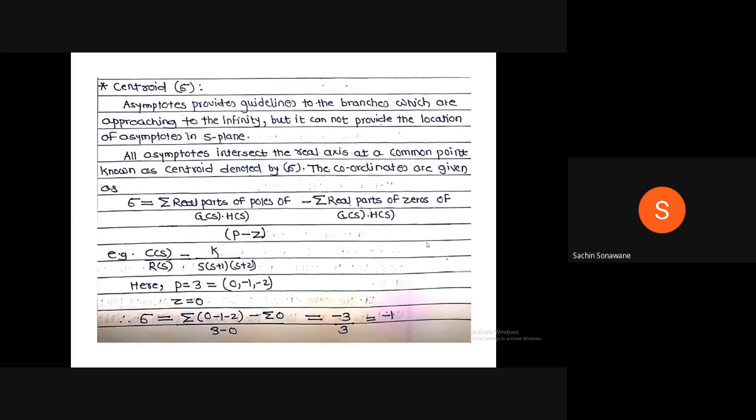For example, C(s) upon R(s) is equal to K divided by s into (s plus 1) into (s plus 2). Here p is equal to 3, that is 0, minus 1, minus 2. z is equal to 0. Therefore, sigma is equal to the summation of 0 minus 1 minus 2 minus the summation of 0, divided by 3 minus 0, which is equal to minus 3 divided by 3, which is equal to minus 1.